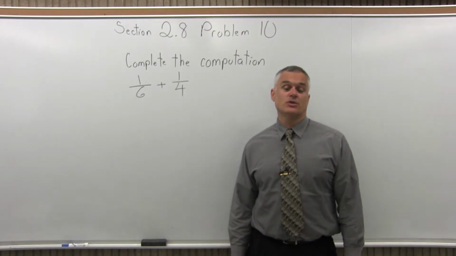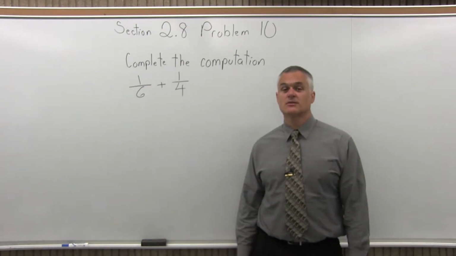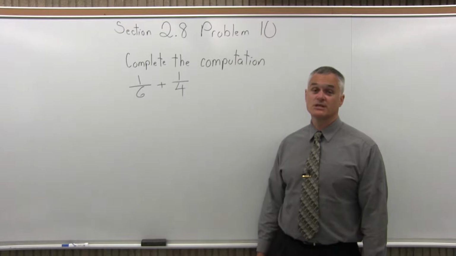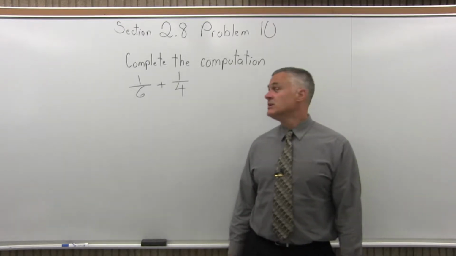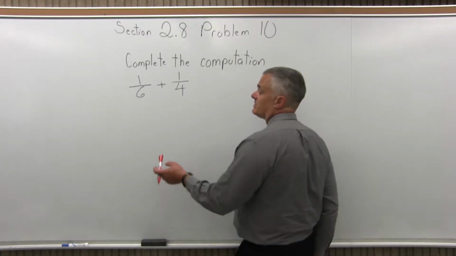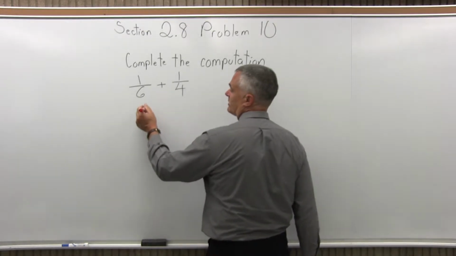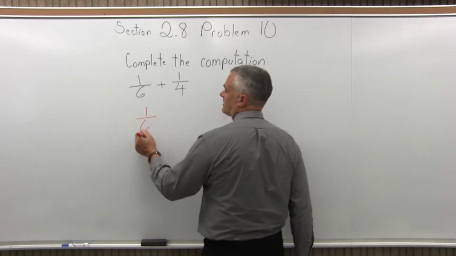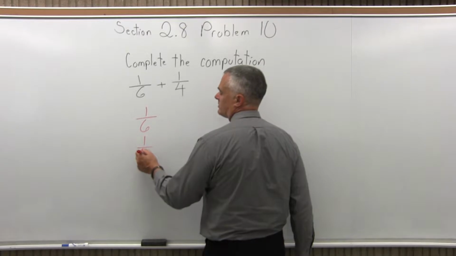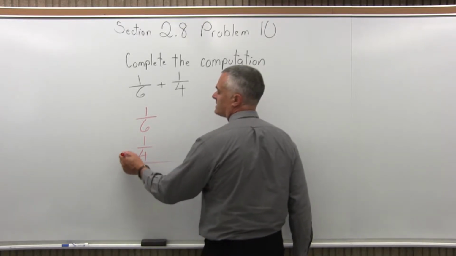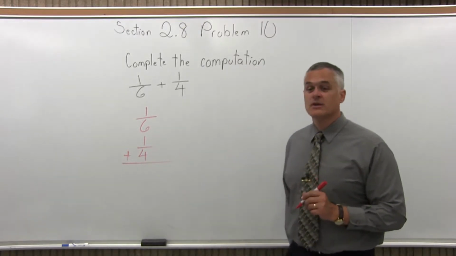This is Section 2.8, Problem number 10. It says complete the computation. We have 1 over 6 plus 1 over 4. So what we need to do is make the denominators the same so that we can combine the numerators. I prefer to write the problem in a vertical format to do this sort of work. So I'll write 1 over 6 plus 1 over 4 vertically.